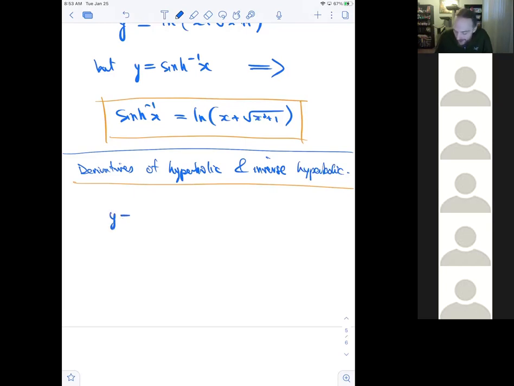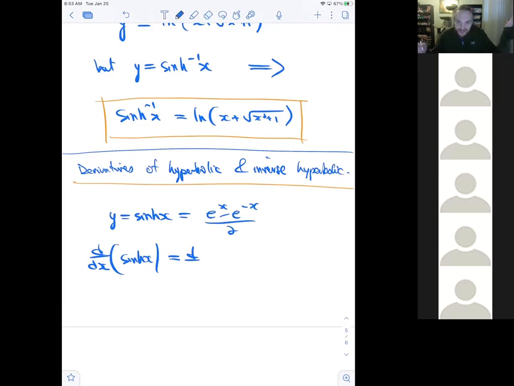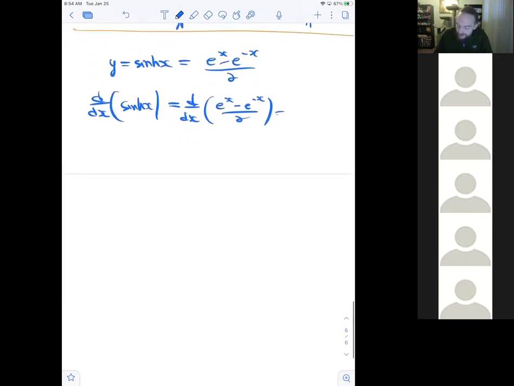If you can't remember, y is sine hyperbolic x, for instance, is just e to the x minus e to the negative x over 2. So if you really want, the derivative of sine hyperbolic x is nothing other than the derivative. If you get stuck and can't remember, the hyperbolic ones are the easiest ones to derive themselves. Just use the definition, and e is its own derivative. This is e to the x minus e to the negative x over 2. It doesn't even care about the 1/2.